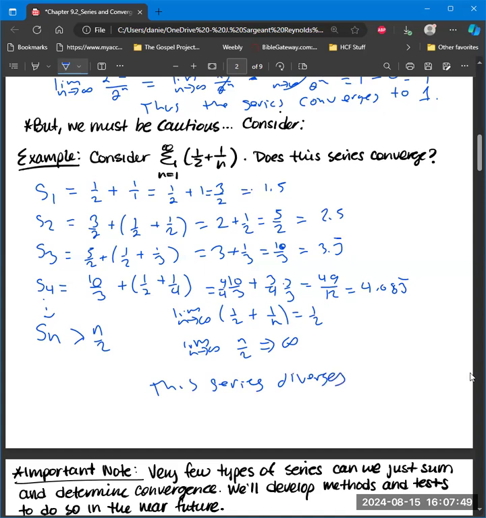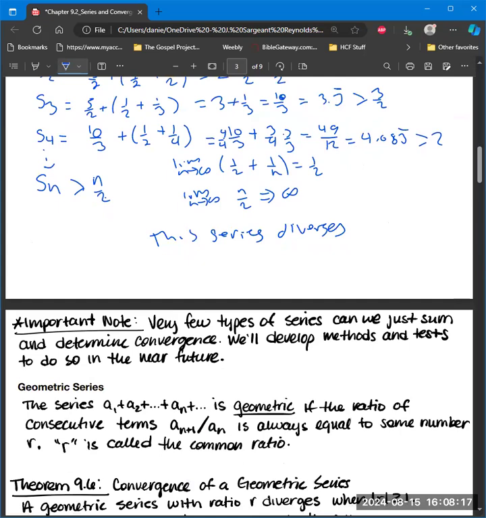You don't believe me? Just look. This is bigger than 1/2. This is bigger than 1. This is bigger than 3/2. This is bigger than 2, and so on. And I can say this is bigger than n/2. So that's always the case. And so this is greater than something that's going to infinity. It also has to go to infinity. We're going to do that with something called a limit comparison test later in this chapter, more formally.